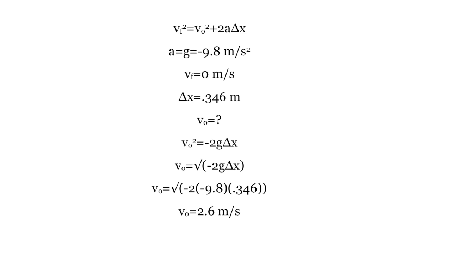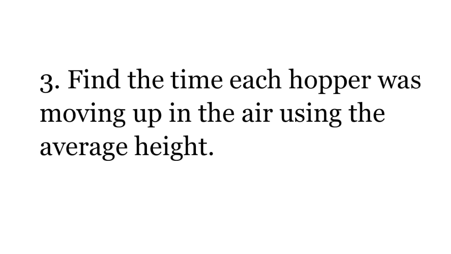The methodology of finding the initial velocity of the small hopper is the same as the large hopper. The initial velocity of the small hopper is calculated to be 2.6 meters per second. Find the time each hopper was moving up in the air using the average height.